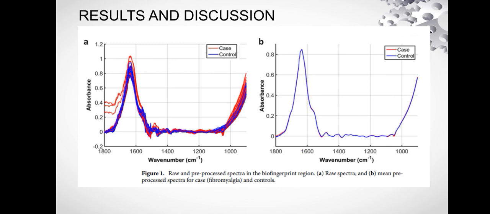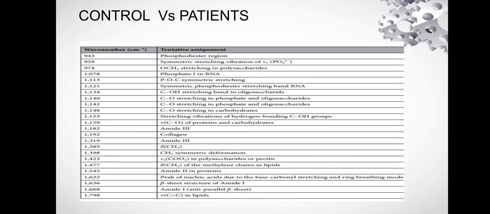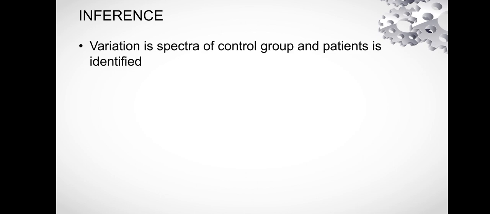Okay, moving on. These are the control and patients. Every peak is assigned a particular assignment, that means amide 3, collagen, amide 3, phosphodiester region. So there will be variation from the control group to the affected people. Moving on. Inference: variation in the spectra of the control group and patients is identified. So there are variations in the spectra of patients and the control group.